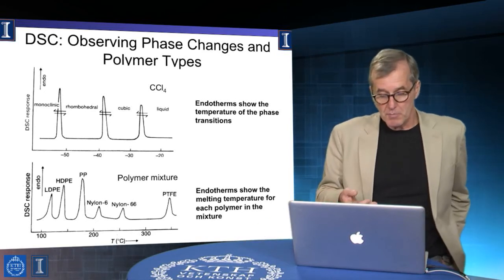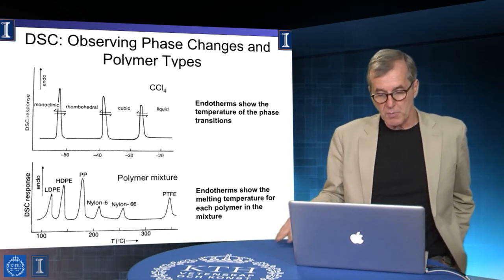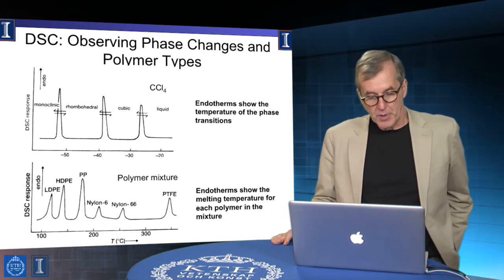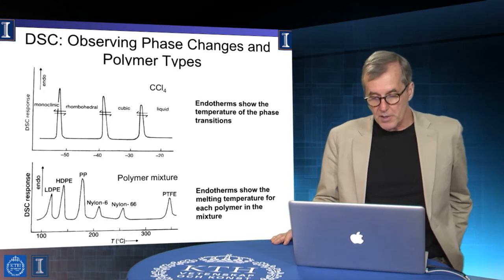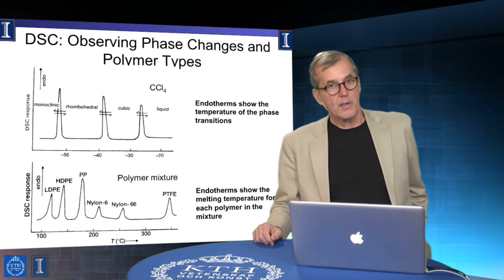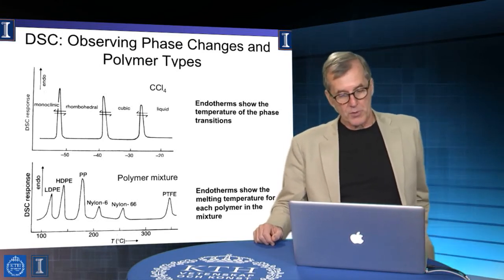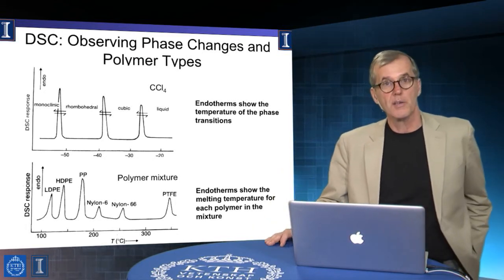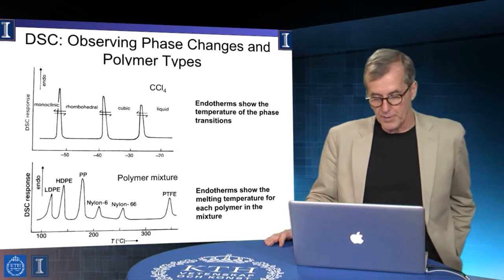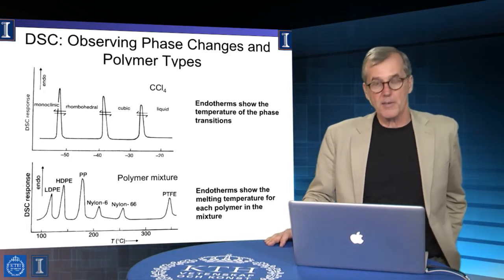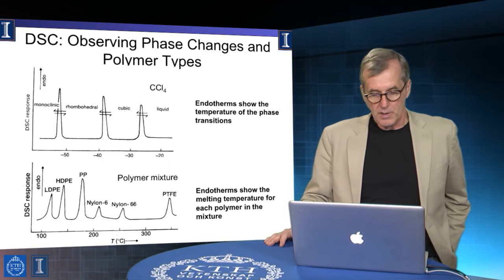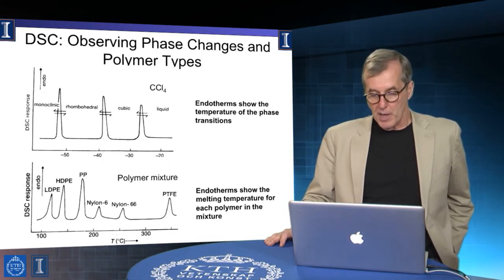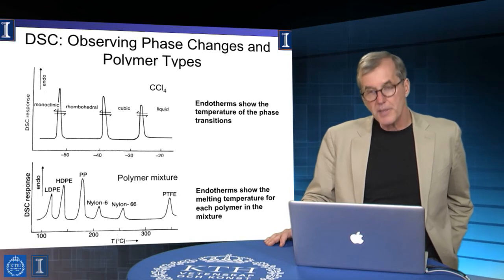DSC can be used to monitor mixtures. Or here's a mixture of crystalline polymers, showing in fact the melting transitions of a complex mixture of polymers. I've never encountered a mixture that looks like this in the real world, but it does make for a nice example. Low density polyethylene, high density polyethylene, polypropylene, nylon 6, nylon 6,6.